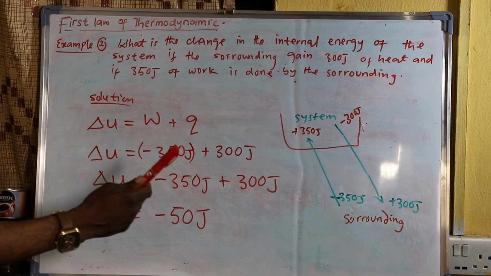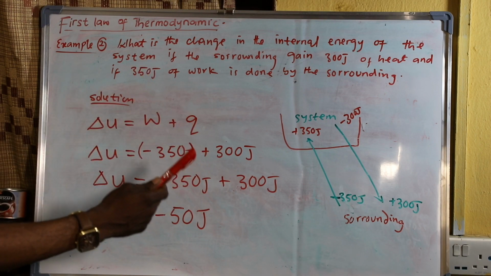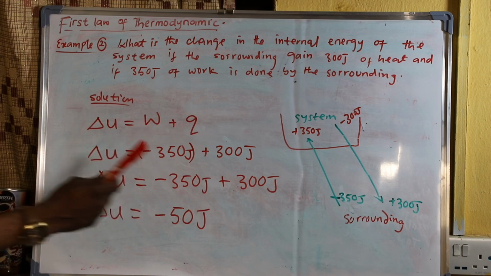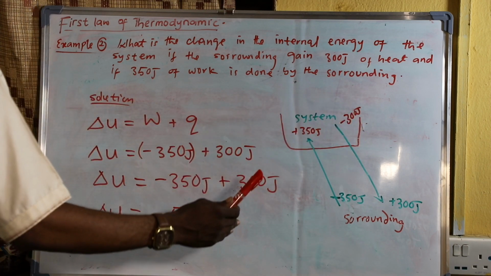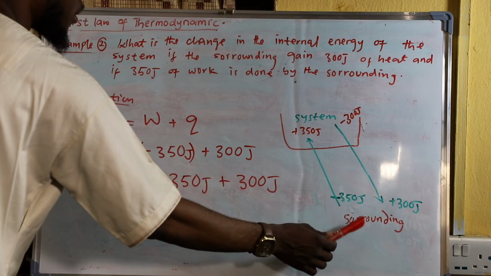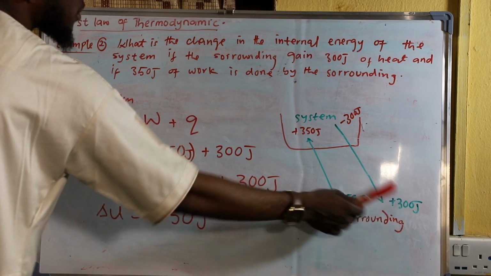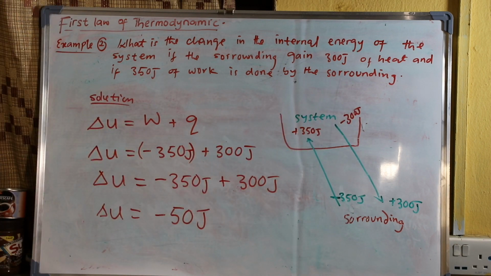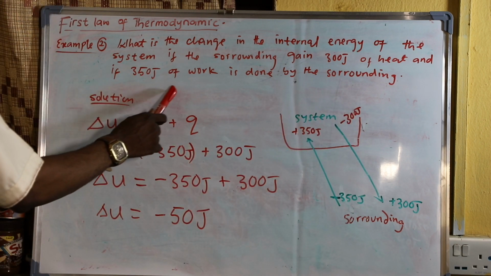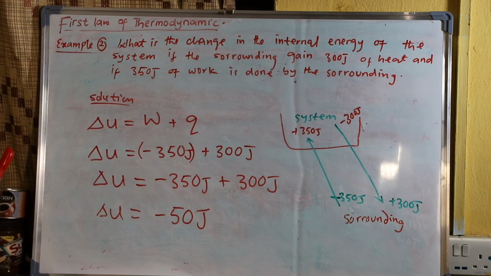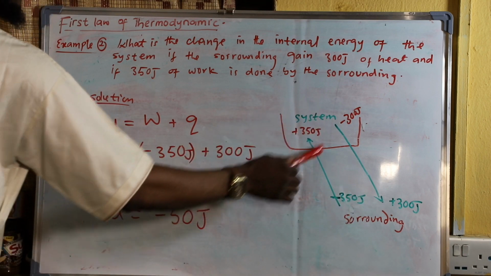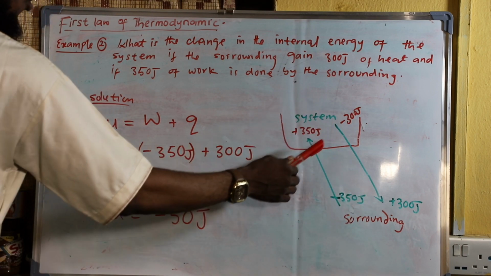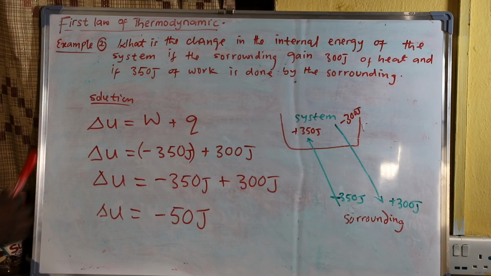Now the surrounding gains 300 joule of heat. That is why the law states that heat or energy can neither be created nor destroyed, but can be transformed from one place to another. This shows that energy can be transformed from the system to the surrounding, or in other words, from the surrounding to the system. And it says 350 joule of work is done by the system.